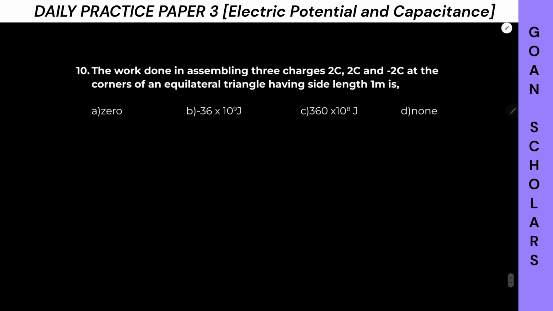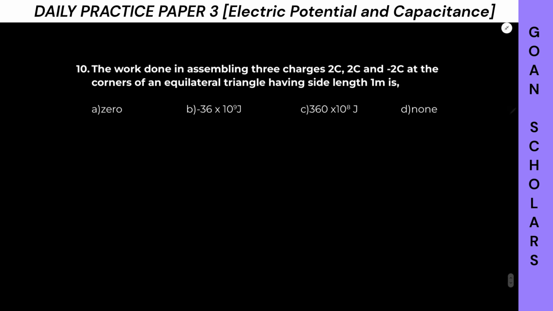Let's see the 10th one. The 10th one says the work done in assembling 3 charges, 2 coulomb, 2 coulomb and minus 2 coulomb at the coordinates of an equilateral triangle. Quite similar. So I am placing here a 2 coulomb charge. What is the potential energy required to place it there? 0. Why? Because it is not influenced by any other charge. But if I place another charge, it will experience a repulsive force due to the first one, so we have to do work against it.